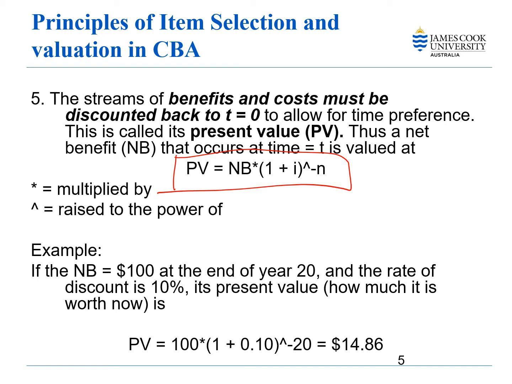So the point is, one feature of cost-benefit analysis is that a project usually lasts for many years. So $1 in 20 years' time and $1 in today's time are different. So we have to discount the $1 in 20 years' time back into present time, so that we can compare apples with apples.